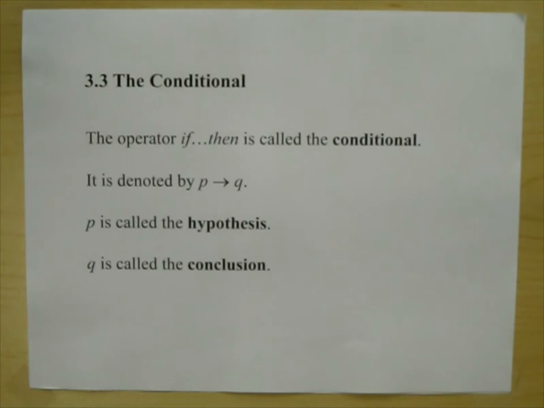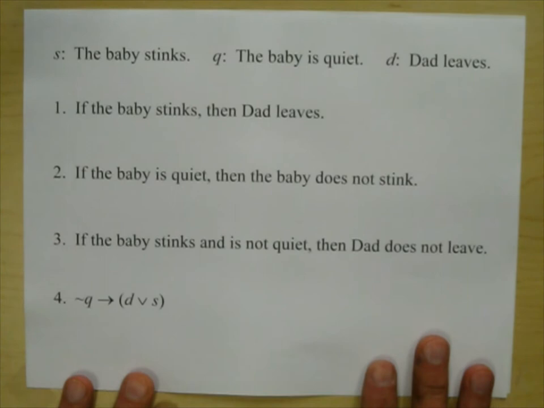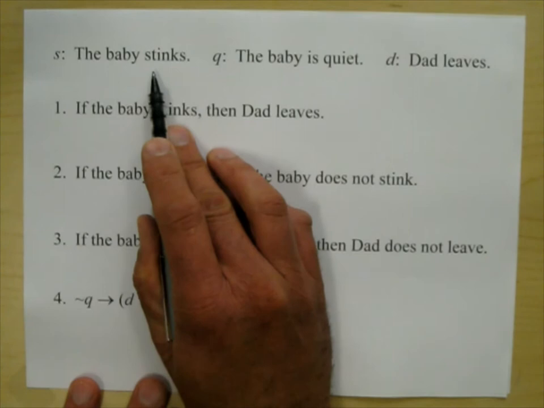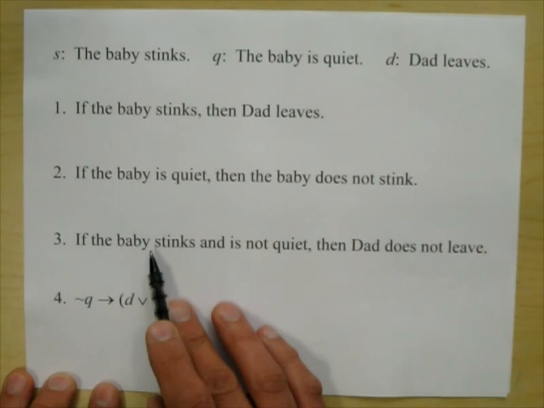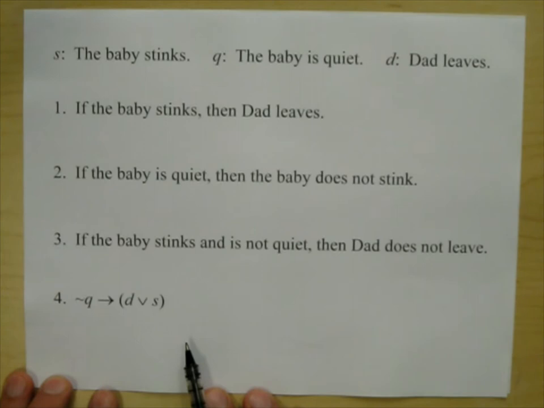So what we want to do when we learn a new operator is we want to go from words to symbols and symbols to words. So that's going to be what you're going to do in your homework first. So here it goes. Statement S is the baby stinks. Statement Q is the baby is quiet. Statement D is dad leaves. You may be able to pause the video and see if you can jot down the answers. So for the first three, you're supposed to write symbols. And for the fourth one, you have to write the statement in words.